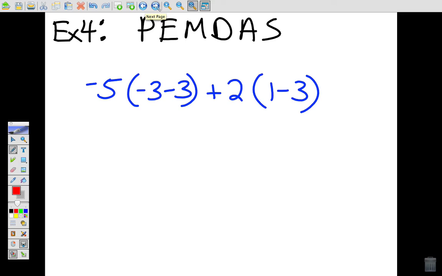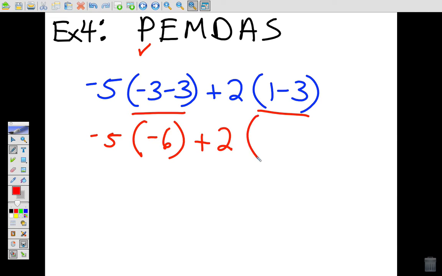All right, example 4. Let's go through the letters. So do I have any parentheses with work to be done in them? Yes and yes. So I have a -5 parentheses. Let's see, -3 minus 3, take away 3 more. You've taken away 6. Plus 2, what's 1 minus 3? -2. 1 degree above 0 drops 3. It's at a -2.